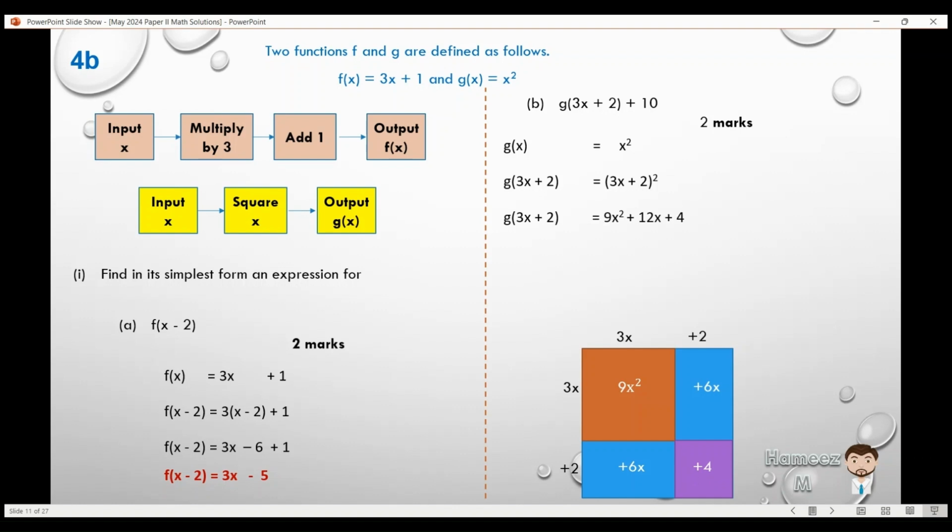And what do we actually want? We want g of 3x plus 2 plus 10. So 9x squared plus 12x plus 4 plus 10. And that gives us 9x squared plus 12x plus 14.